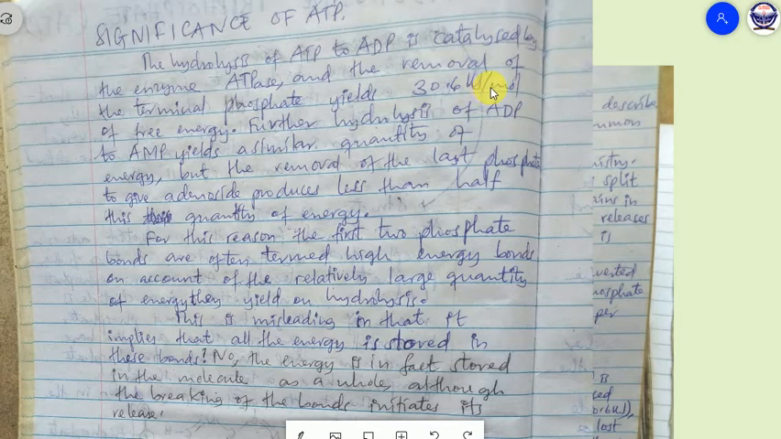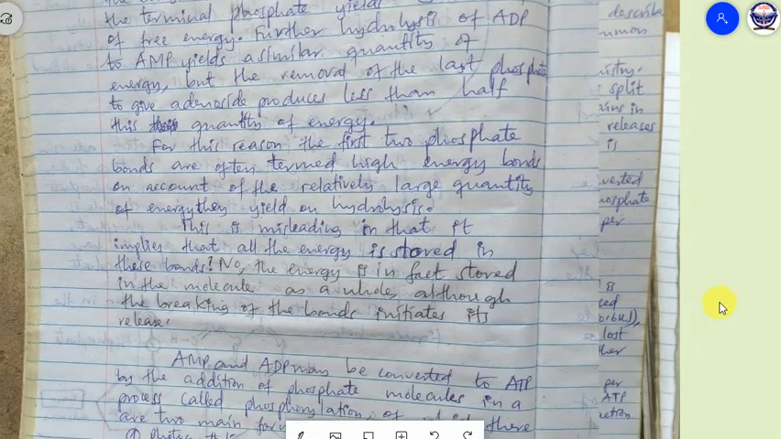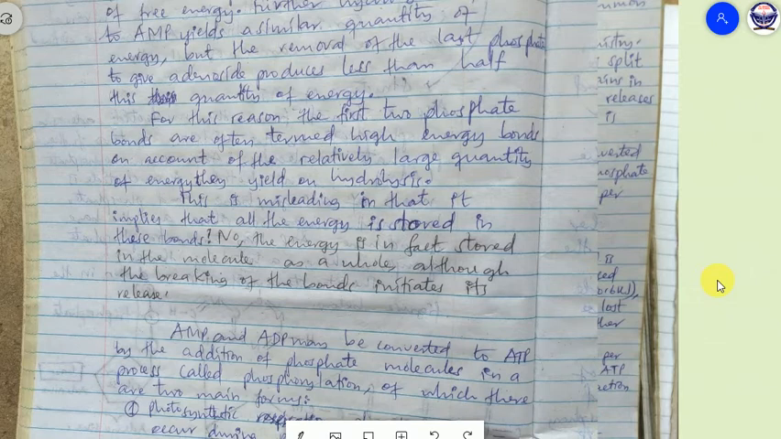So hydrolysis of every mole of ATP releases 30.6 kJ of energy. Further hydrolysis of ADP to AMP yields a similar quantity of energy, which is 30.6 kJ per mole. But the removal of the last phosphate to give adenosine produces less than half this quantity of energy. What we want to discuss here is that hydrolysis of ATP releases energy.